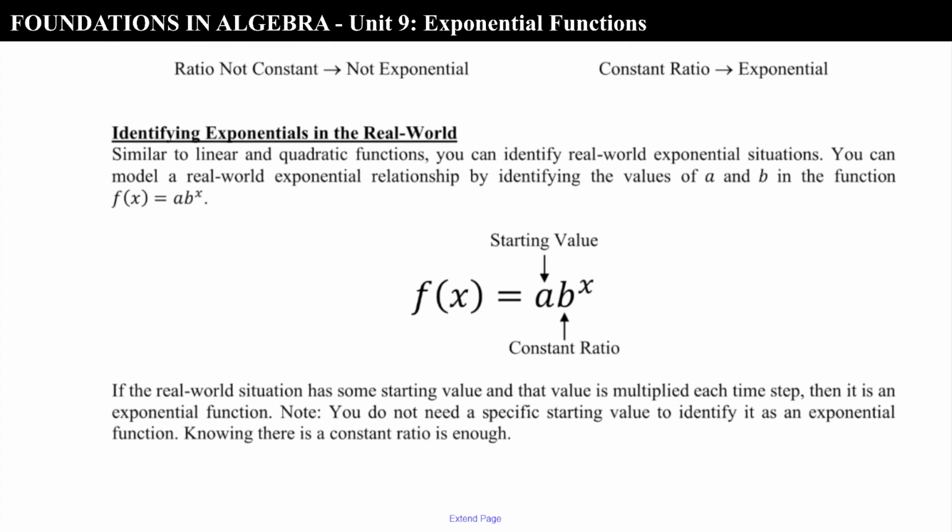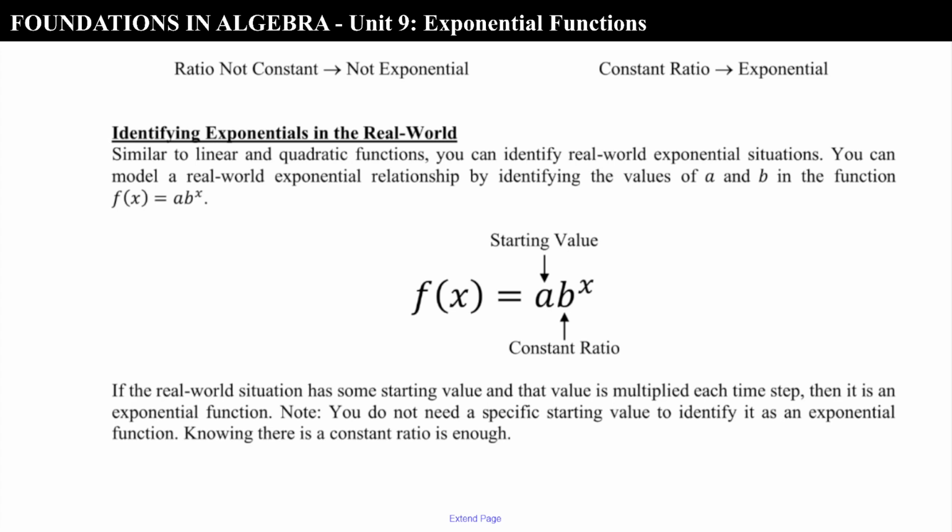Now let's talk about identifying exponentials in the real world. Similar to linear and quadratic functions, we can identify these things. You can model a real-world exponential relationship by identifying the values of a and b in the function. Okay, so we know that a, we talked about this a little earlier, a is our starting value and b is our constant ratio.